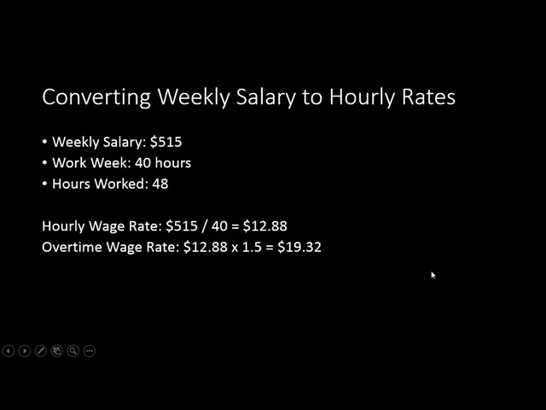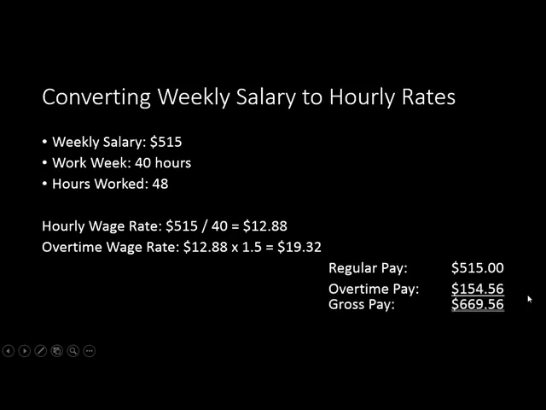The overtime wage rate would be calculated by taking the hourly wage rate of $12.88, multiplying by 1.5 to give us $19.32 per hour for overtime wage rate. Regular pay is $515. The overtime pay is $154.56, giving us a gross pay of $669.56.